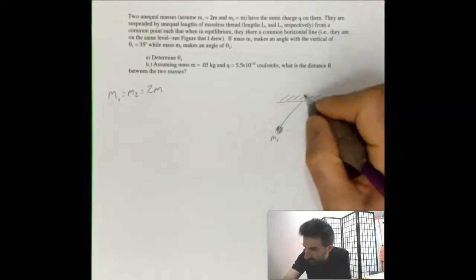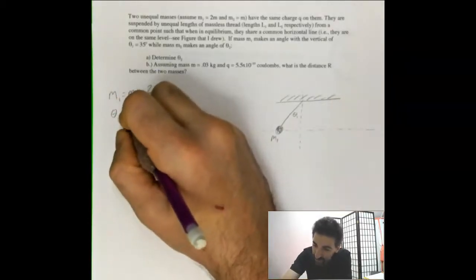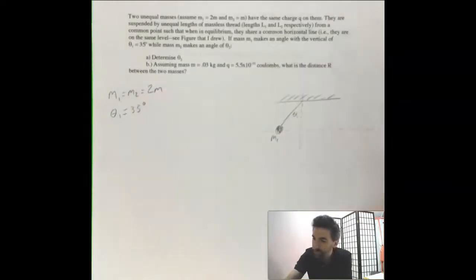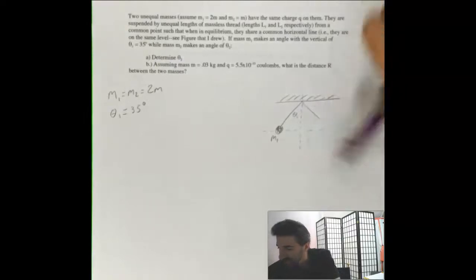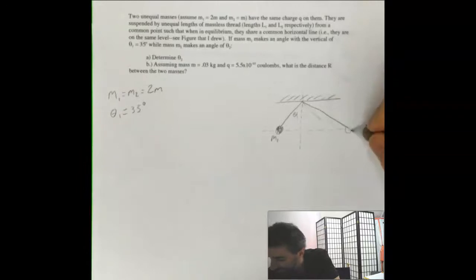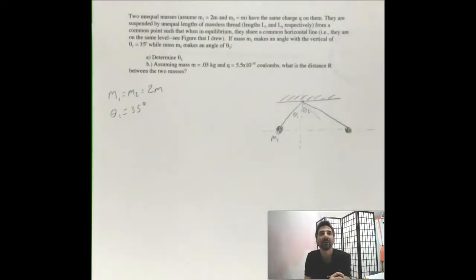Here's M1, theta 1, which we know from the problem. Theta 1 is equal to 35 degrees. Perfect. And now a different string length way over here. That looks very close to the same, so let's do that differently. Way over there, beautiful. There's my mass 2 at some undisclosed theta 2.